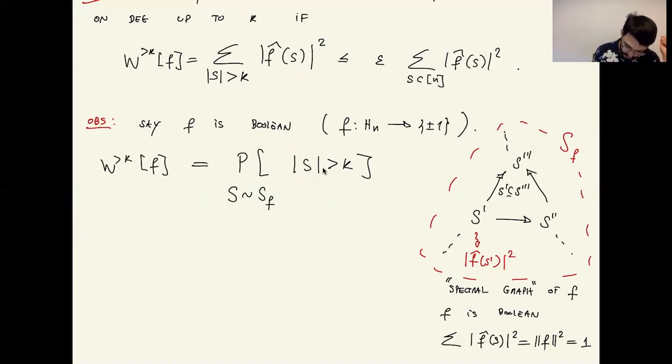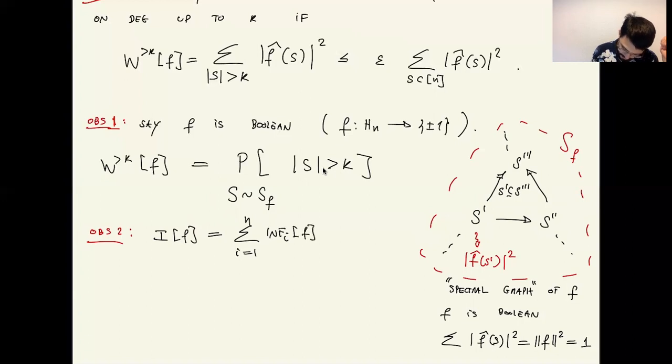Okay. Another observation is, so this is observation 1, observation 2, which is, well, we know that the influence of f is defined as the sum of the influences of each coordinate, which is exactly this.